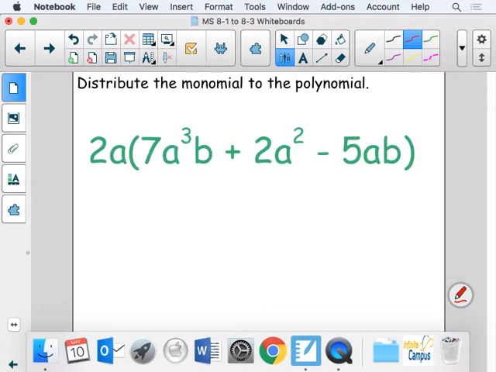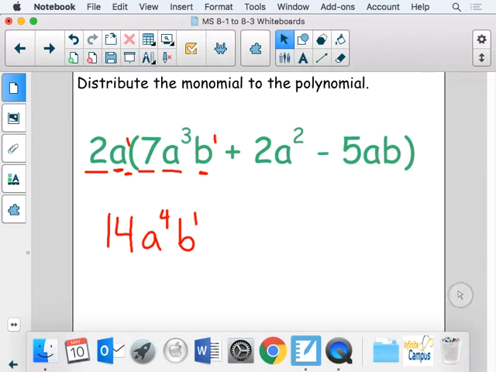Again, I'm going to distribute this. I have 2 times 7 is 14. A to the 1st power times a to the 3rd power makes a to the 4th power. And then no b times b to the 1st power makes b to the 1st power.